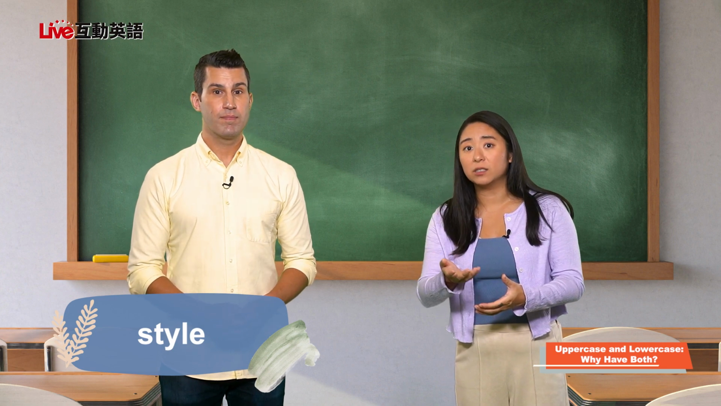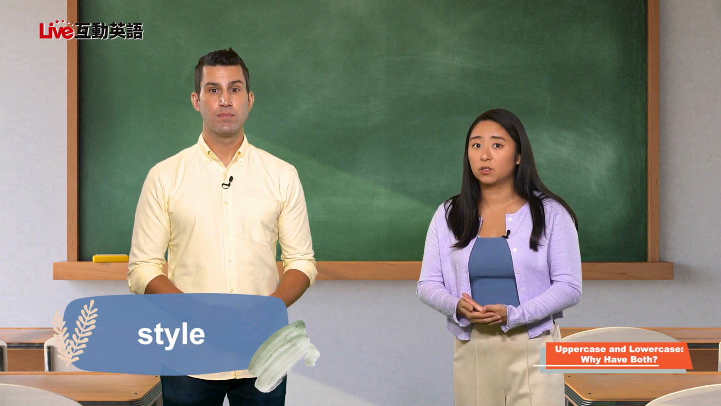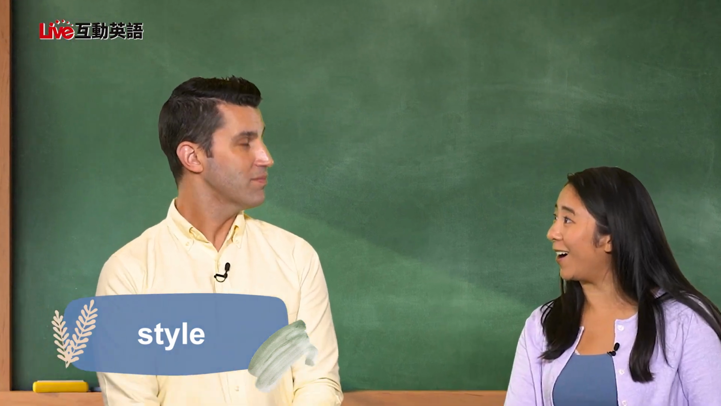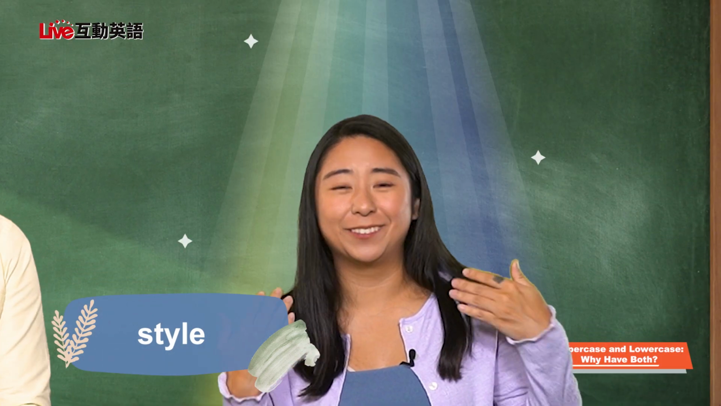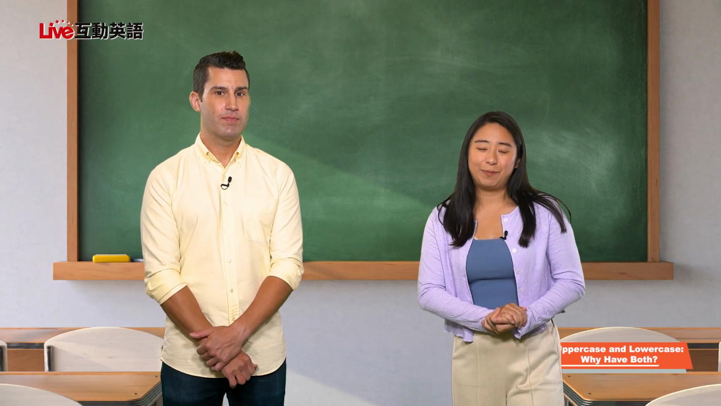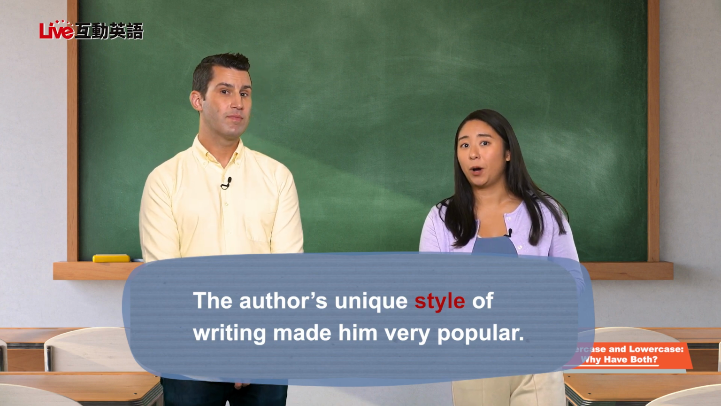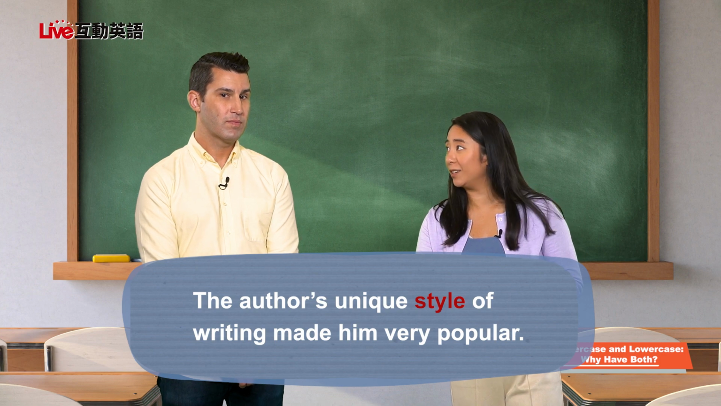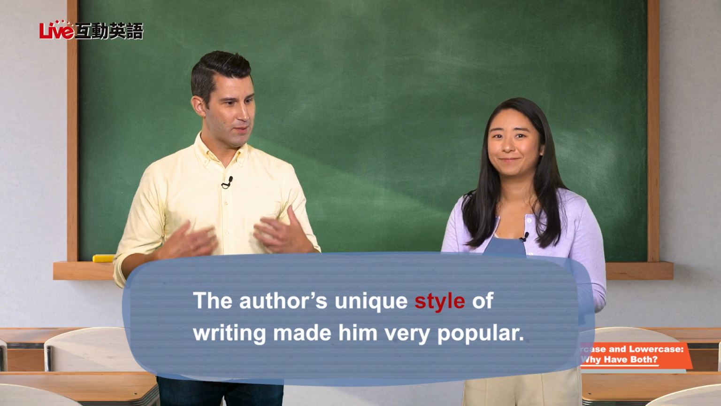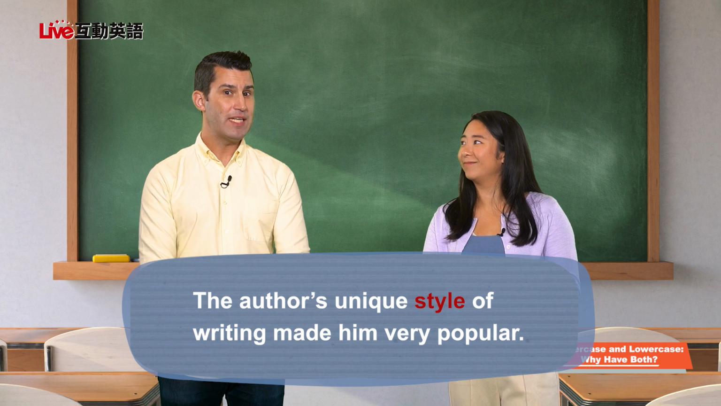And also style can be used to describe our different ways of doing things. So you have your unique style of, let's say, doing your hair, and I have my style of doing my hair. So we have different styles. An example sentence would be, the author's unique style of writing made him very popular. So by reading his story, people are able to tell who the author is. Okay, so he's got a specific style that you can read and you go, I know who wrote this because he writes in that unique style.